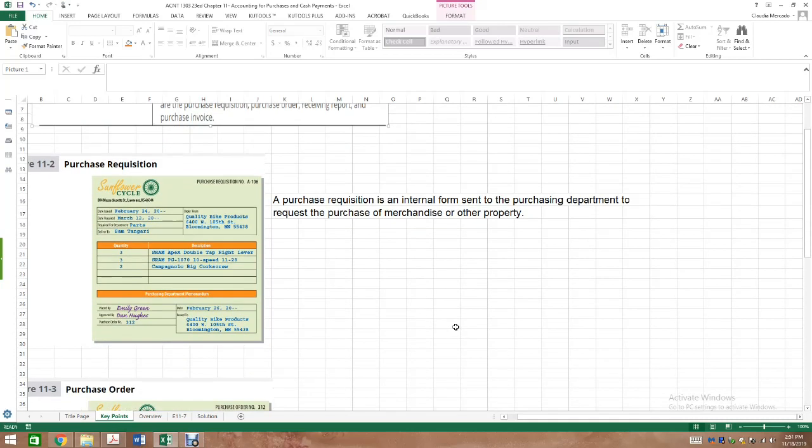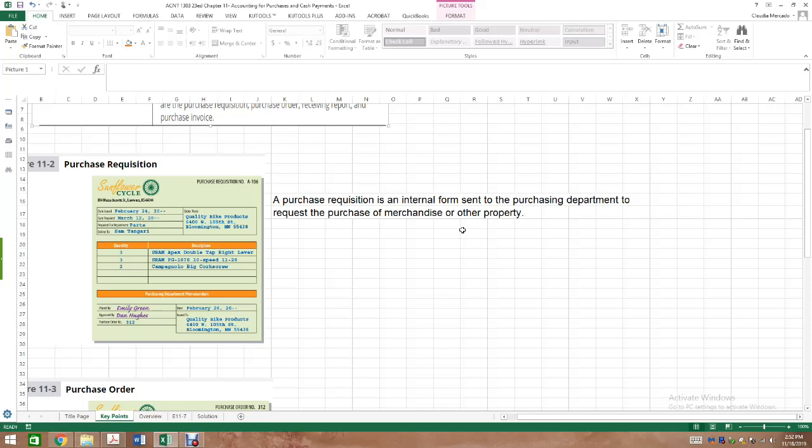Okay, here we have an example of a purchase requisition. Okay, it's a document. It's an internal document. Basically, it's an internal form sent to the purchasing department to request the purchase of merchandise or other property. So what usually happens in an organization or in a business is we have a centralized area where all of the purchases are made. Okay, and that is for security purposes or for internal control purposes.